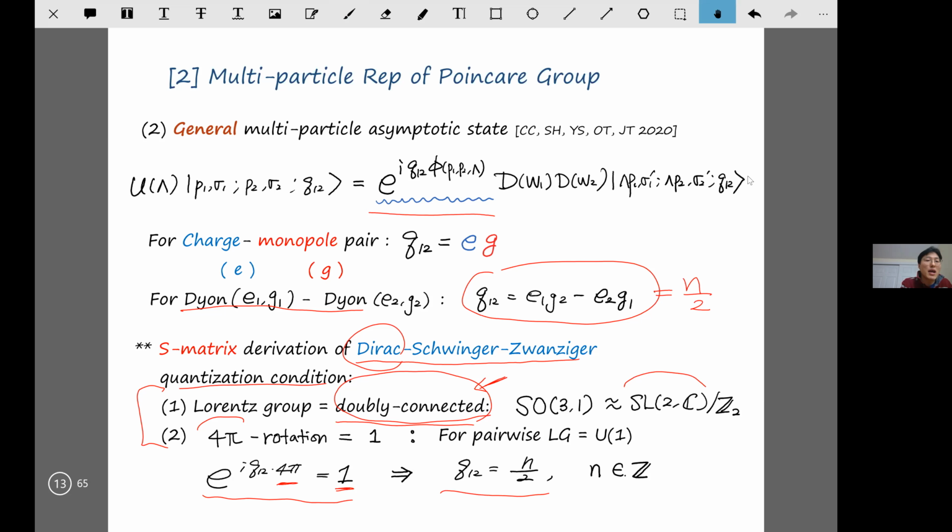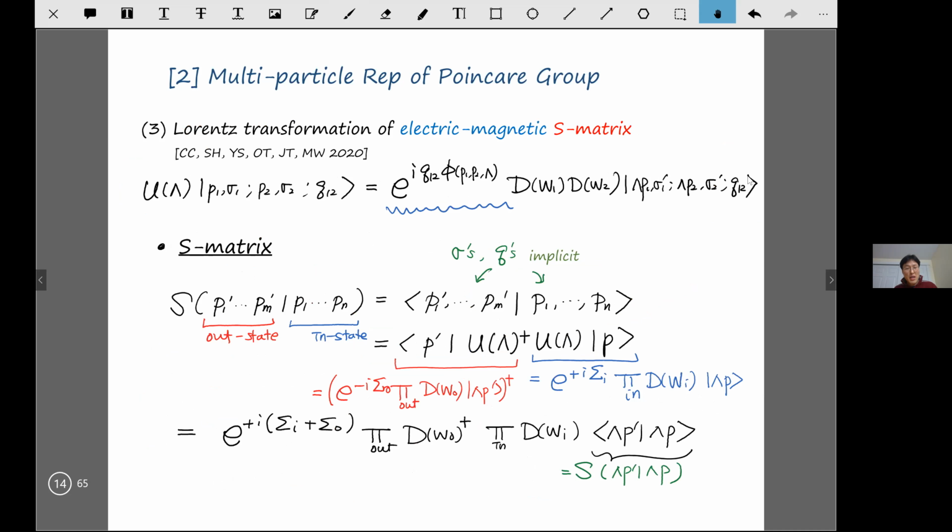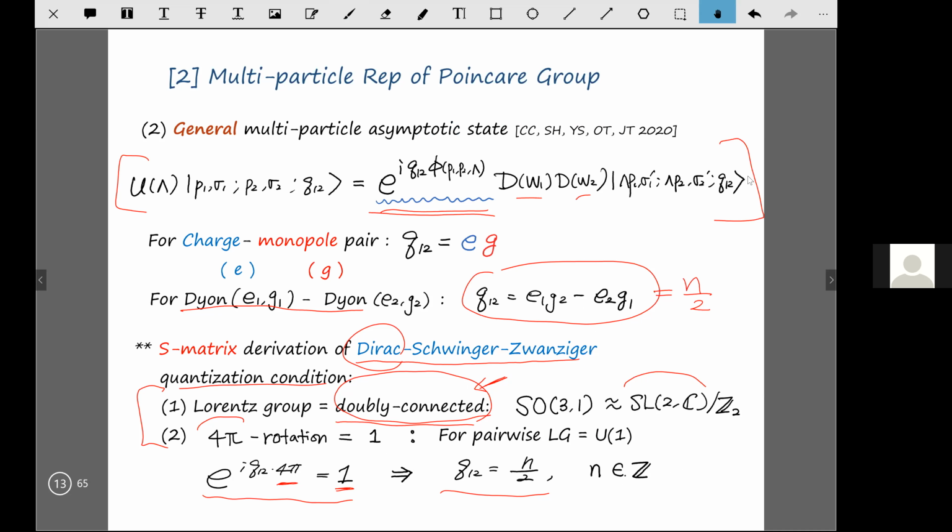Now I explained how a general multiparticle state, especially a charge-pole state, monopole state, transforms under Lorentz transformation. In addition to a regular rotation, you get this pairwise helicity factor. Good. Excuse me, yes. At this stage, how do you know that Q12 is a Lorentz invariant scalar? It is a Lorentz invariant scalar. What's the argument for that?